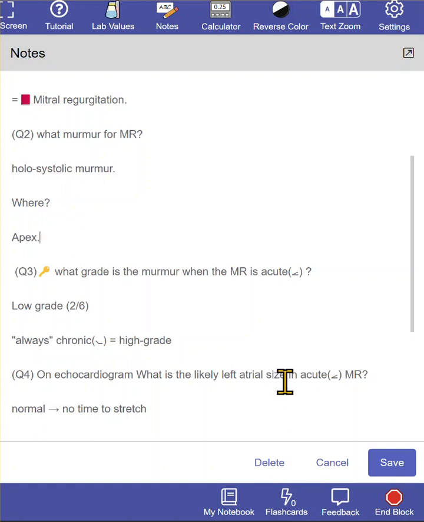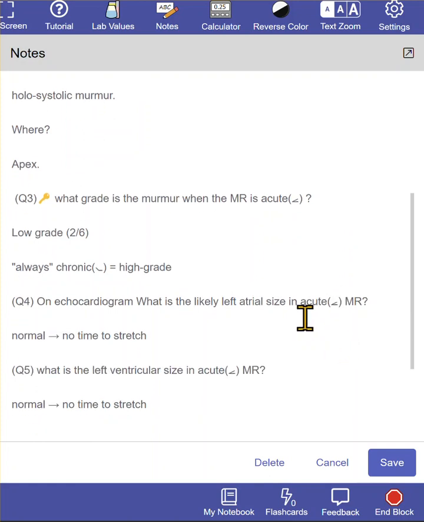So what grade is the murmur when MR is acute? An acute would be low grade, right? If you have an acute MR, the grade's not going to be that high because it just happened. Now, this isn't always the case with cardiovascular disease. If something's acute, it might be more serious. But in the case of mitral regurgitation, the grade of the murmur will be low. Sometimes when things are more serious, in cardiovascular, for example, if you had a VSD, a VSD would be more serious if the murmur was lower grade. Why?